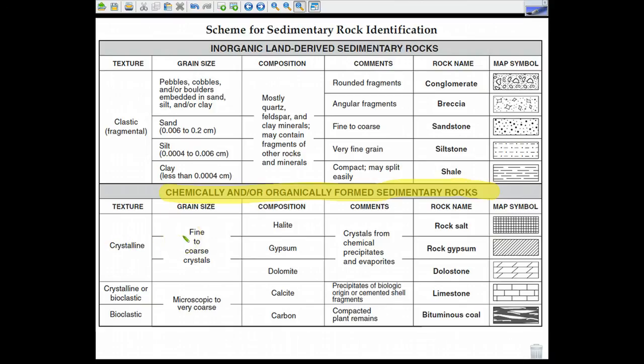Sedimentary rocks are formed in water. That's very important for you to know. So if they ever say, oh, we know this area was once covered by a large sea or a large ocean, and you might ask, well, how do they know that? Because there might be a large deposit of sedimentary rocks, which we know form in water. And then the crystalline or bioclastic, so limestone could either be from precipitates or it could be from biological origin, and in the case of the coal, from compacted plant remains.